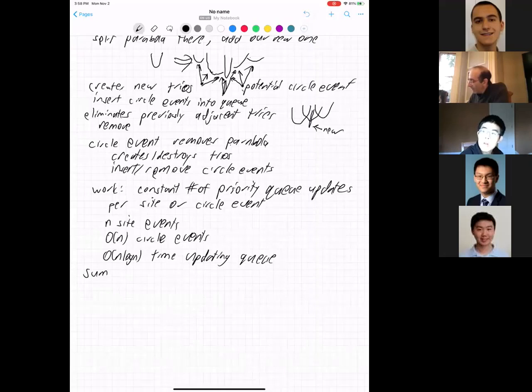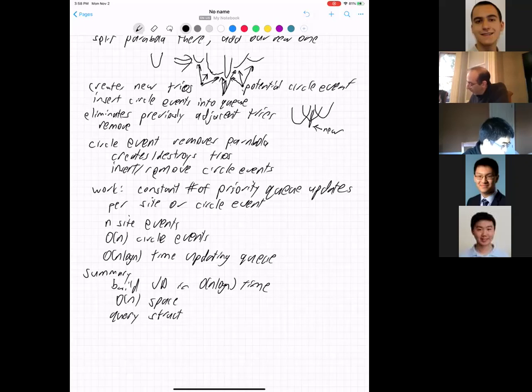So the summary is that we can build the Voronoi diagram in order n log n time, and once we have it, it will have order n space. We can then build the query structure in order n log n time, and it too will have order n space. And after all of that, it will take us order log n time to do our queries for nearest neighbor.